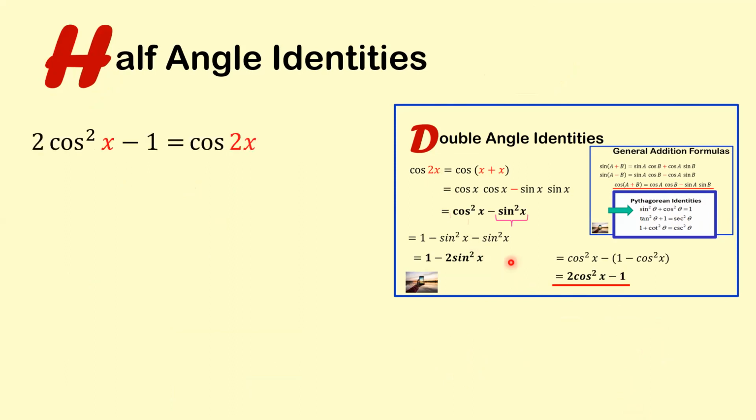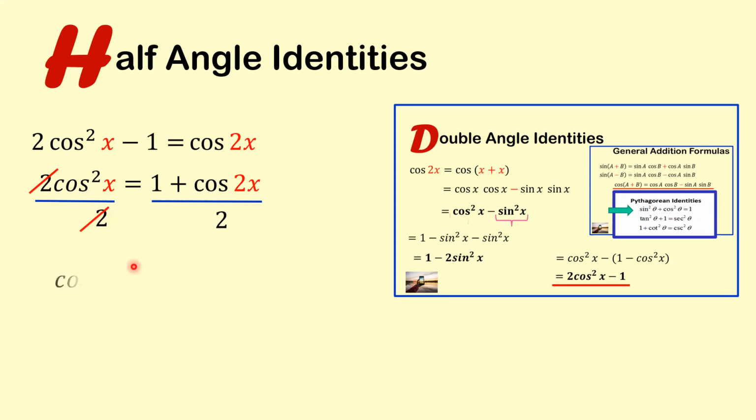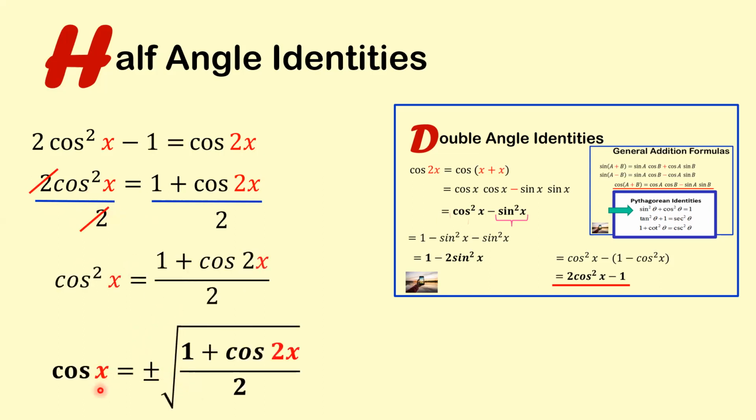Ayan po siya. Lipat natin yung 1 sa kabilang side. So, 1 plus cosine 2x is equal to 2 cosine squared x. Okay? So, dividing by 2, to get rid of that factor. Okay, we can cancel the 2's. Tapos, square root natin yung both sides. So, cosine x is equal to positive or negative square root of 1 plus cosine 2x all over 2. This is now plus.